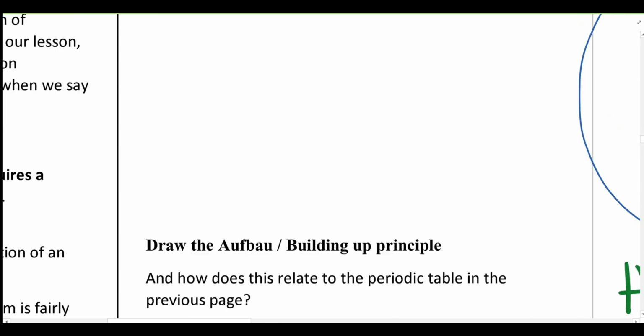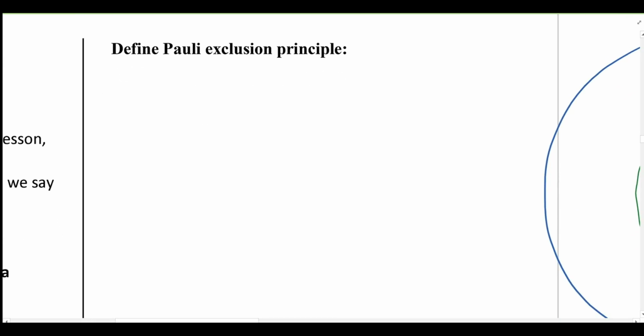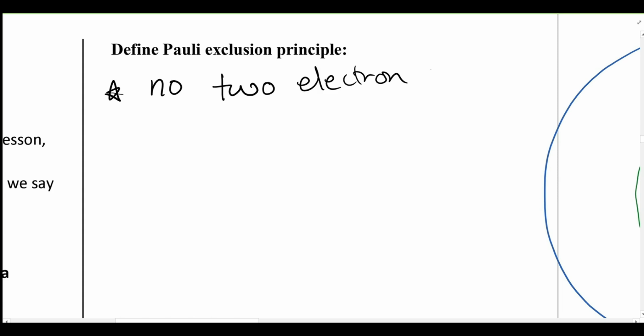The next one would be the Pauli principle. Essentially, no two electrons can have the same state.